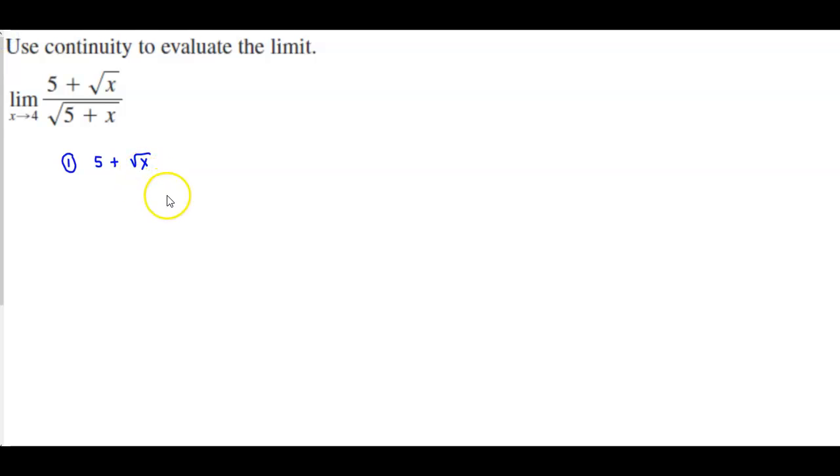We are dealing with the square root of x, so therefore this is continuous on the interval from 0 to infinity, because we know that we can take the square root of 0 and anything above. So therefore it is continuous from 0 to infinity. Now let's take a look at the denominator. If we take a look at that, this is the square root of 5 plus x.